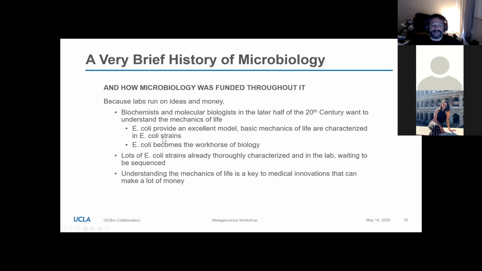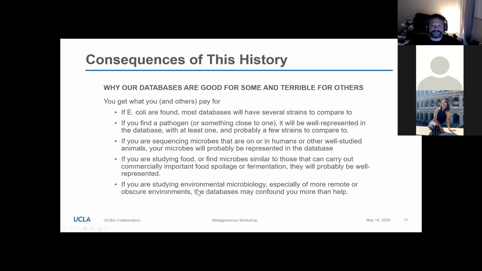And then finally, biochemists using E. coli as kind of the workhorse of the lab meant that everybody had a bunch of E. coli strains sitting around that had some different properties. They were all super well characterized, and everybody wanted their favorite E. coli strain sequenced. And obviously, this was a big deal because molecular biology was well funded, and a lot of people realized that understanding the basic mechanics of life was really a key to scientific advancement.